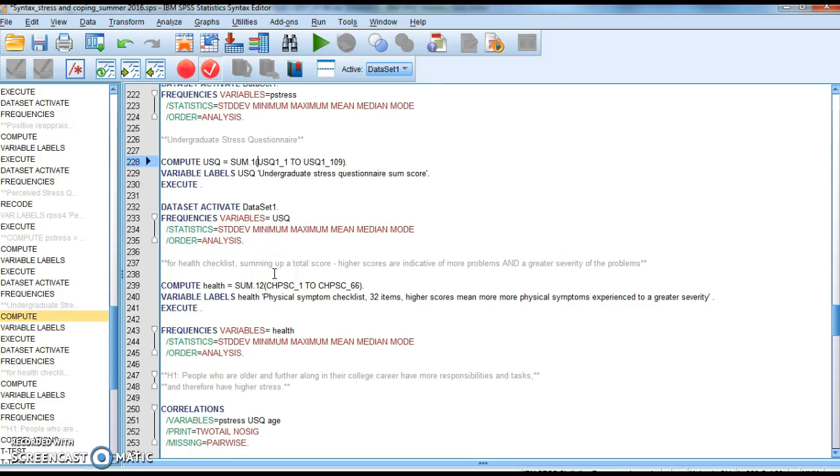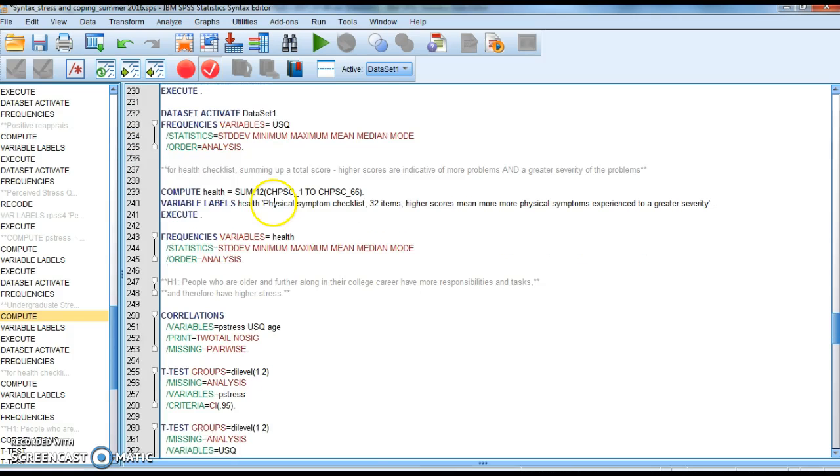The undergraduate stress questionnaire is counting up the number of stressors that individuals have in their lives. So if you remember that long list of things that you could choose from. And then finally, the health questionnaire, I was interested in your physical symptoms, so we can see if those who identify that they have more physical symptoms, more ailments in their life, also have more stress in their lives.